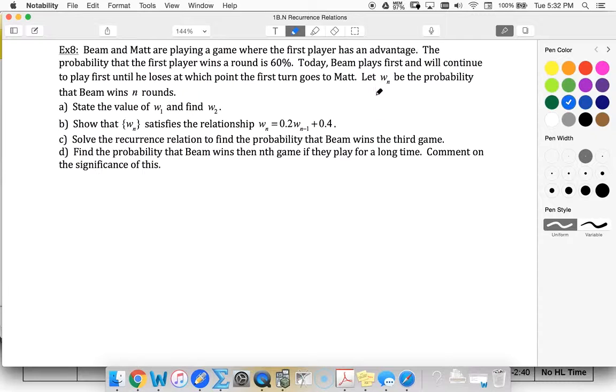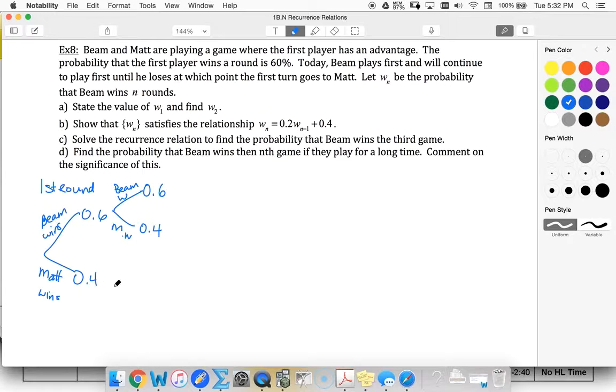So W_n is the probability that Beam wins n rounds. Before I do this, I'm going to make a tree diagram so we can see what's happening. In the first round, I've got a 60% chance that Beam wins. That means it's a 40% chance that Matt wins. If Beam wins, he's the first player again, so he has a 60% chance of winning again. Matt has a 40% chance of winning.